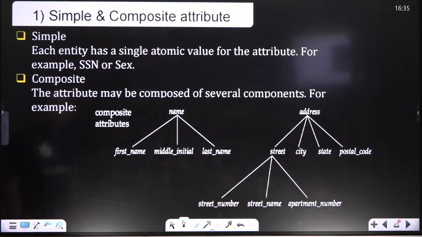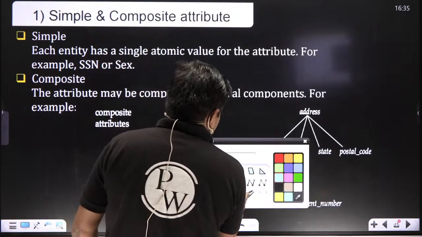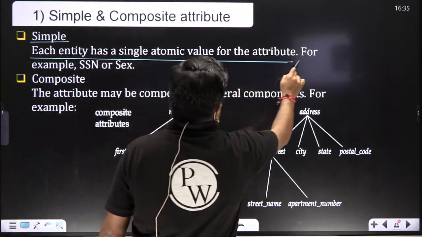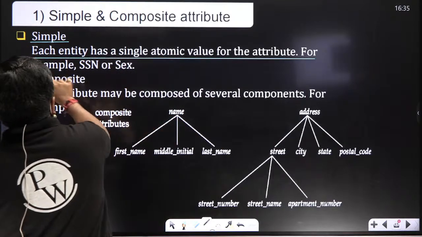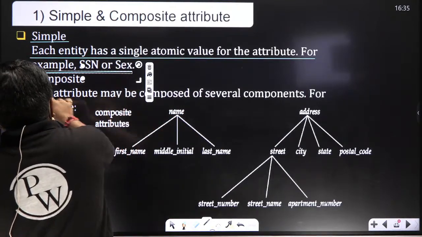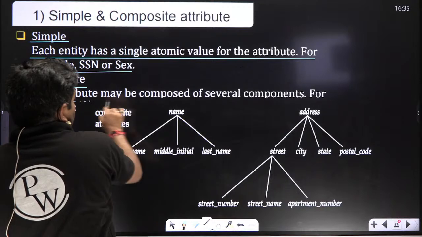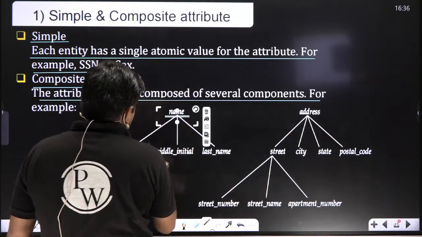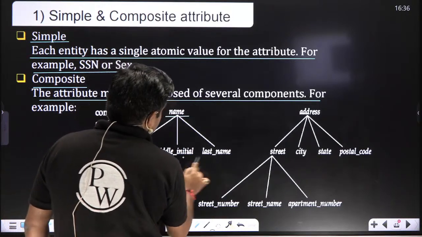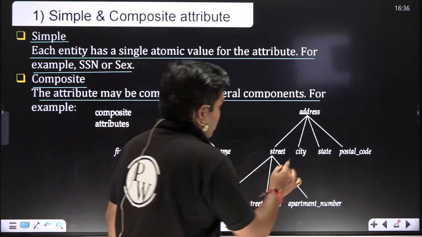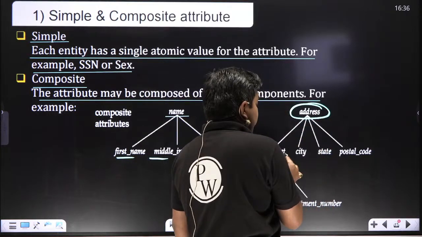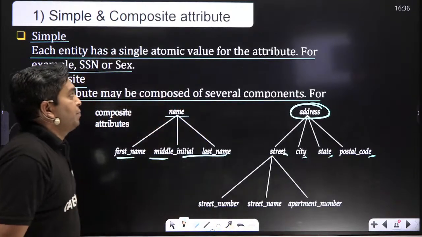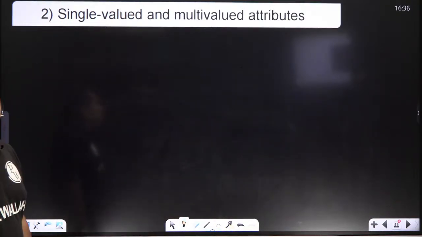So here you can see there are various types of attribute: simple and composite. Simple means each entity has a single atomic value, for example, social security number or gender. Composite, which may be composed of several components, for example, name, either first name, middle name and last name, and address: street, city, state, postal code. After that, single valued and multi valued.